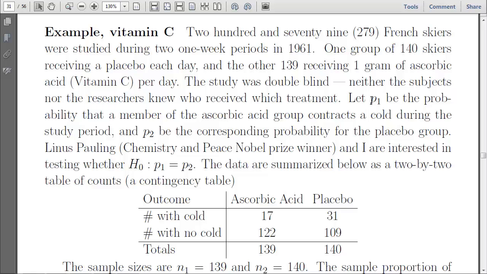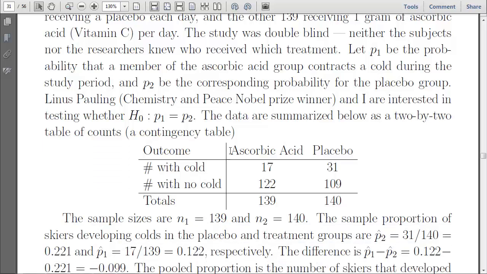So let's let P1 be the probability that a member of the ascorbic acid group contracts a cold. Okay, so this is the probability of getting a cold. Group 1 is the treatment group for ascorbic acid, and P2 is the probability that the placebo group gets a cold. And we're interested to know, as was Linus Pauling, who discovered vitamin C, whether vitamin C has an effect on catching a cold. So our null hypothesis is that there's no effect, that the proportion of getting a cold for the treatment group is the same as the placebo group, and here is our data.